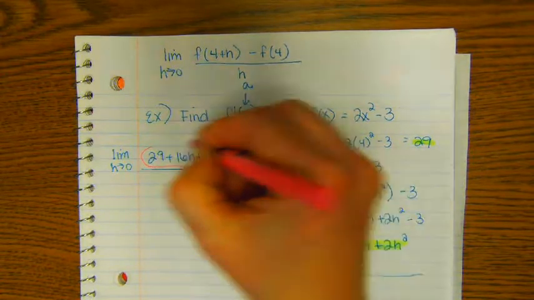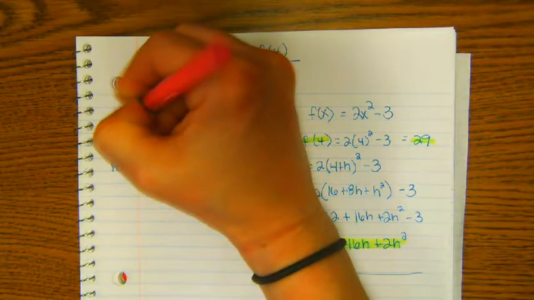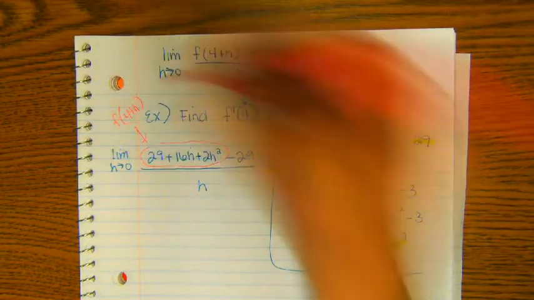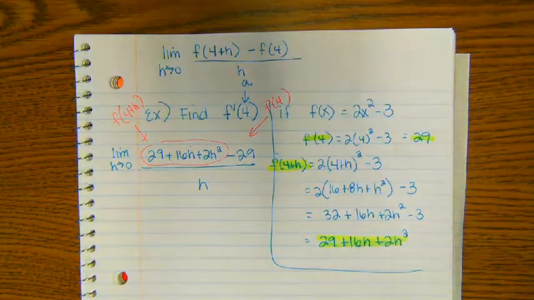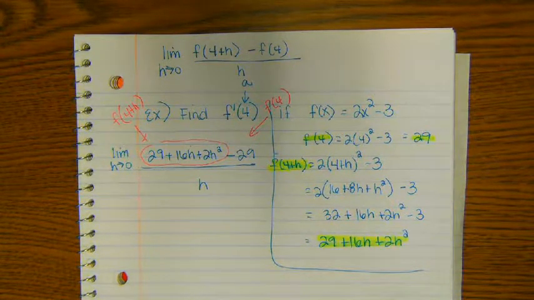And just maybe later on, just so you're clear what we're doing here, let's draw a little diagram. This is f of 4 plus h, because you might think, where is that stuff coming from? And this is f of 4. Okay.